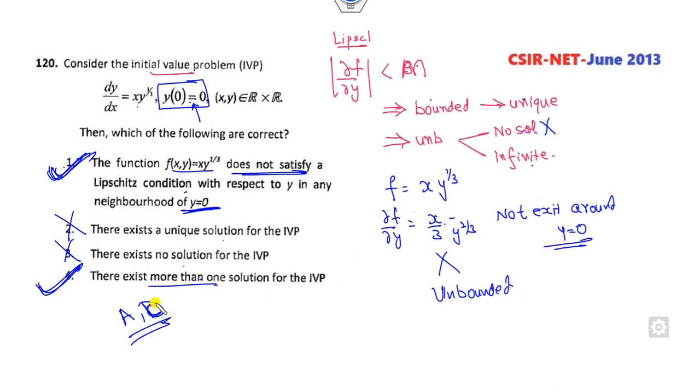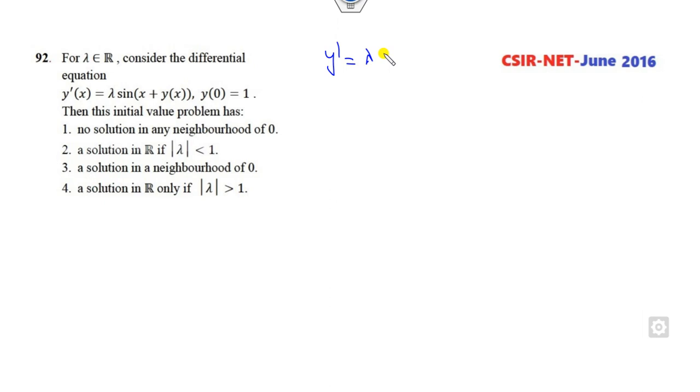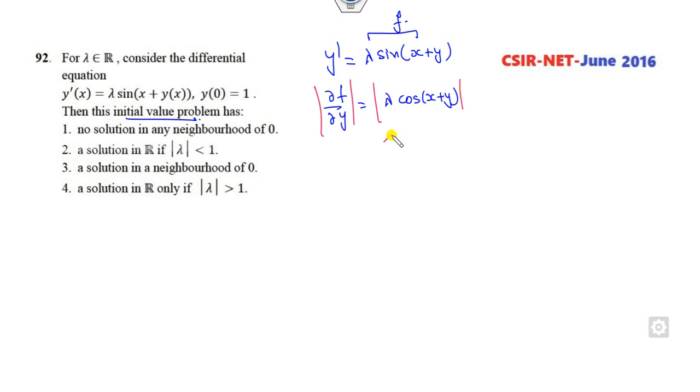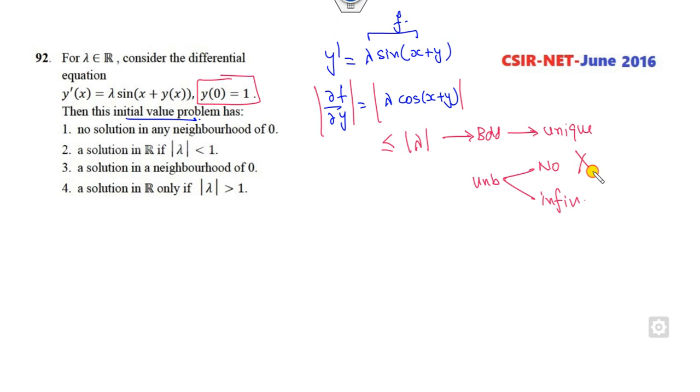Again, this is an initial value problem, it is given to you as an initial value problem. So I can apply the same concept here. What you can do is take the partial derivative with respect to y. This is my y, this is my f. So lambda cos x plus y. Take the modulus, so cos is always less than this. Now, if it is bounded, then we will get a unique solution. If it is unbounded, then we will get either no solution or infinitely many solutions. But one solution is already given to you, so no solution will not happen.